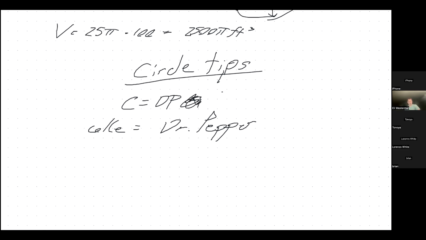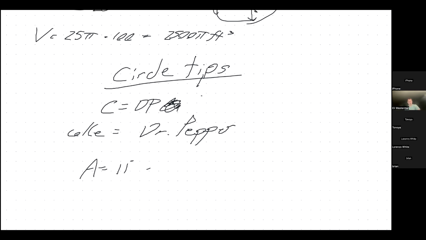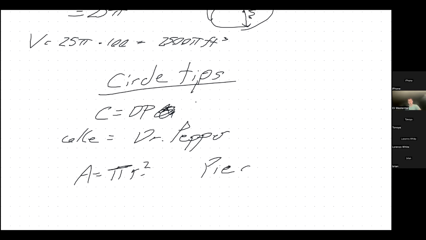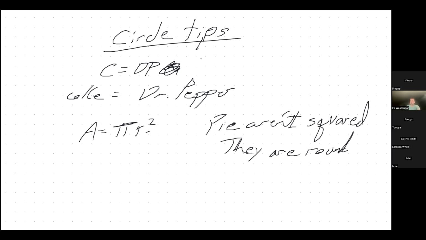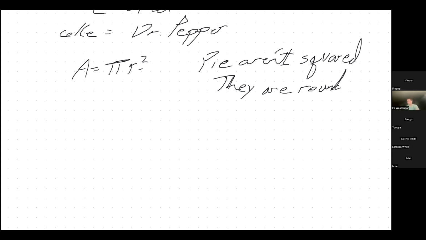Now, area equals pi r squared. What you can tell yourself is pi aren't squared. Pi aren't squared, they are round. So area equals pi r squared. Pi aren't squared, pi are round. That's just a way to remember what they're trying to get from you.